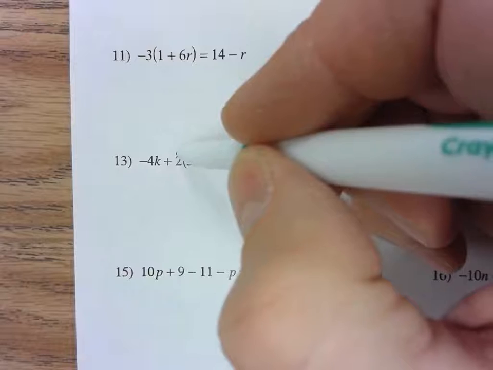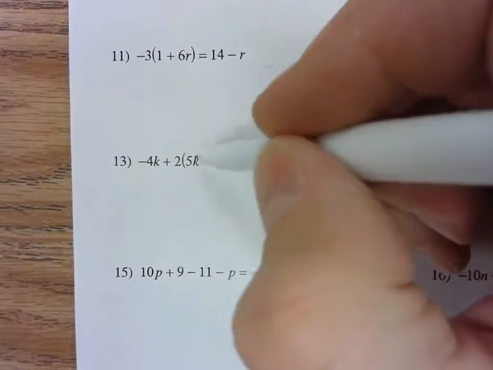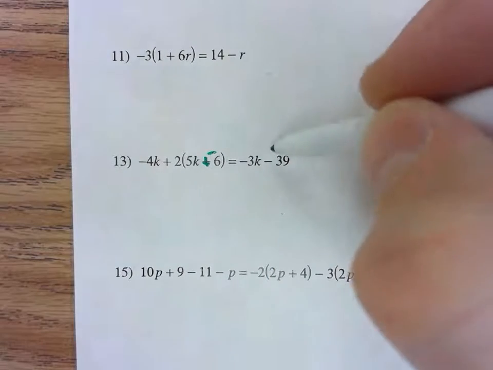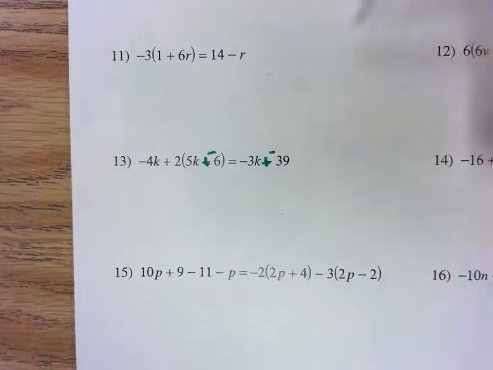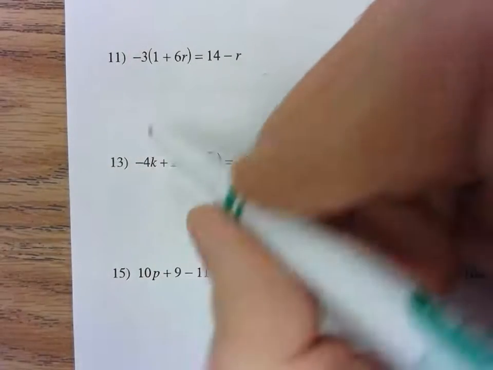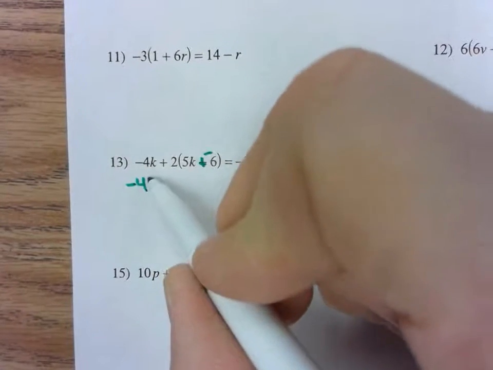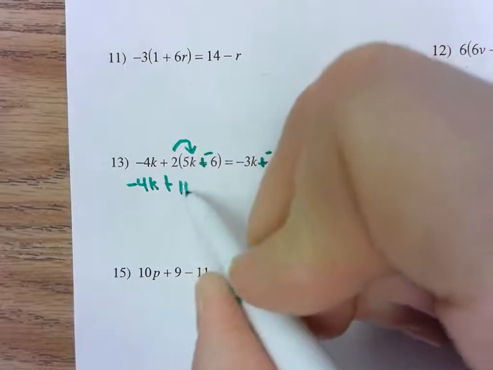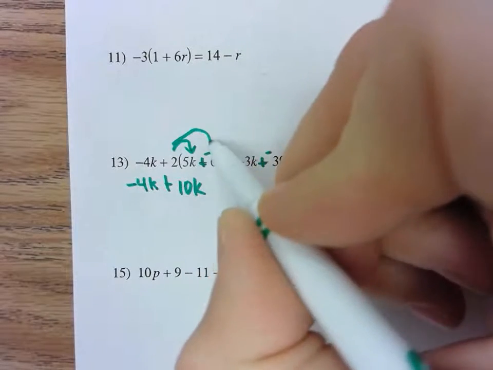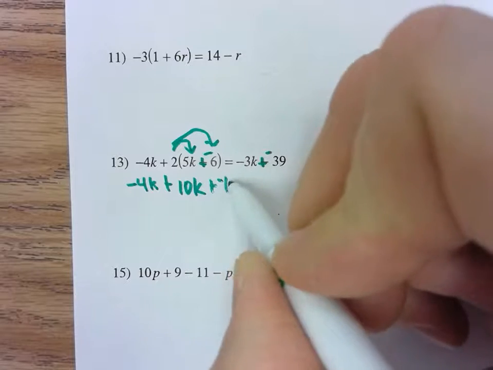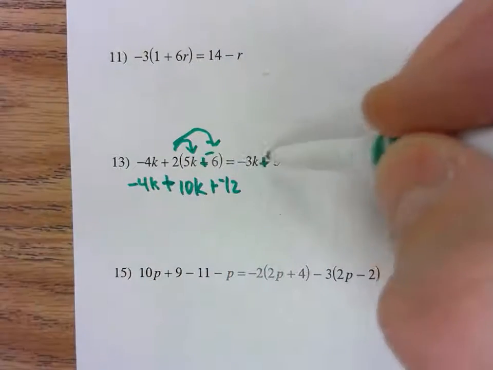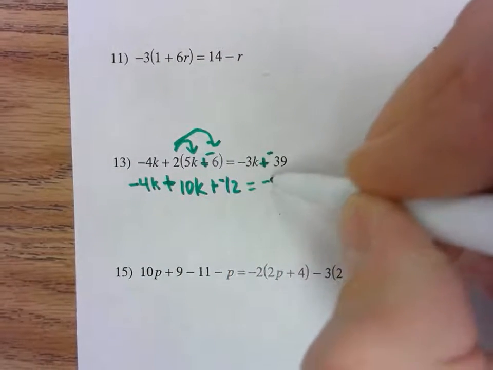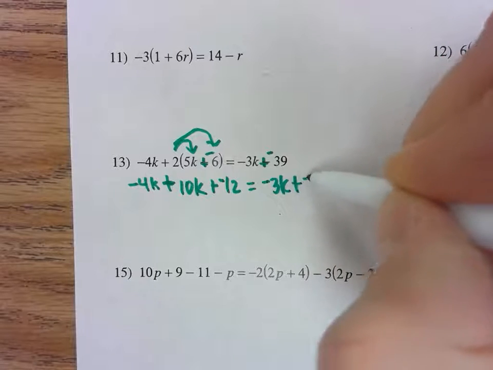So again, we're going to do additive inverse here. So I'm going to do additive inverse to that one and additive inverse to that one. Then we're going to do some distributive property. So I got negative 4k. I'm just copying it down. 2 times 5k would be 10k. 2 times negative 6 would be negative 12. And then over here on this side, we got negative 3k plus negative 39.